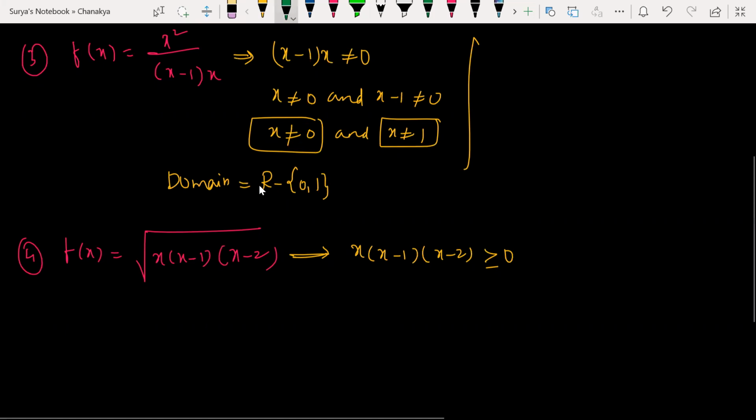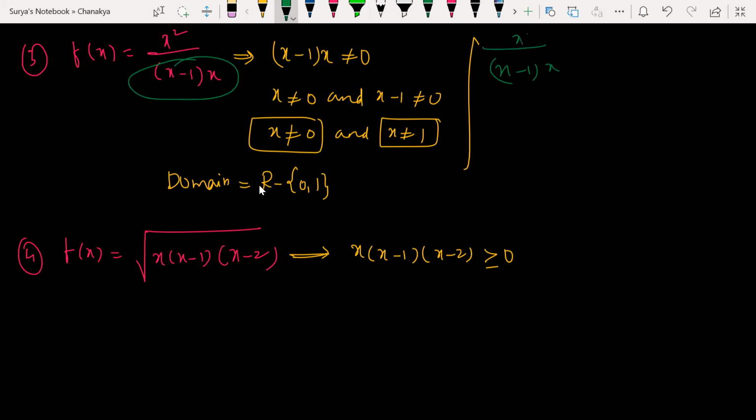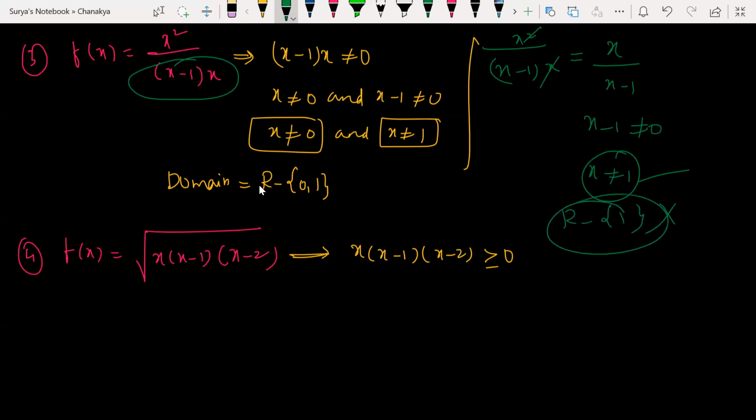Here I'm saying that the denominator part, x minus 1 into x, you cannot cancel. Look at this: x square, x in the denominator and x in the numerator. If I cancel, I remain with x by x minus 1. And here x minus 1 cannot be equal to 0, which means x cannot be equal to 1. So my domain is R minus 1, which is wrong. If you solve in this way, it is going to be wrong.